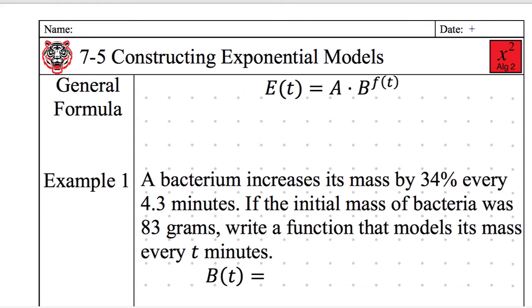Algebra 2 is where we are. Today's date is Tuesday, April 9th, 2019. We're on lesson 7-5, constructing exponential models.